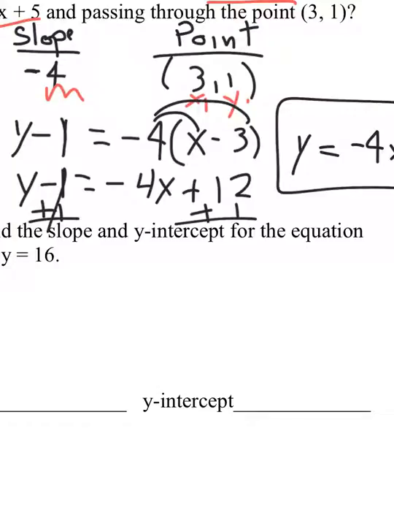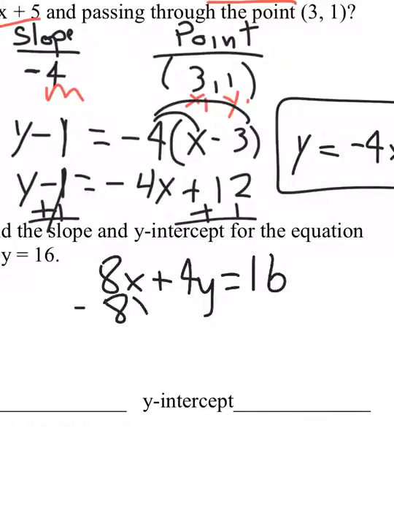Number 4, find the slope and y-intercept of the equation 8x plus 4y equals 16. This is just a little more complicated way of asking you to do what you did in problem, I think it was 2. We just have to get this into y equals mx plus b form, right? So again, it's a 2-step process. We start in standard form, which is this. And so step 1, get rid of the x from that side.